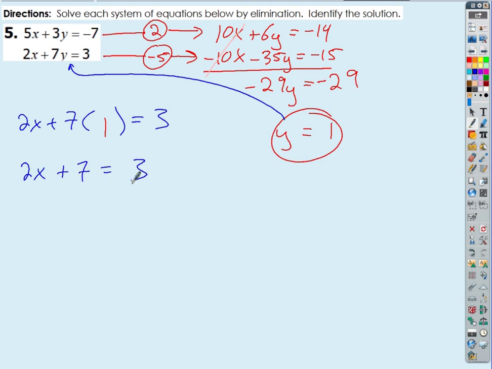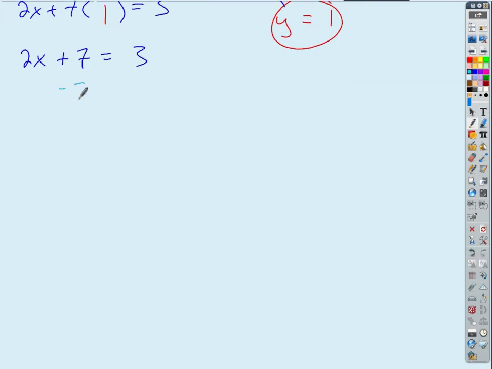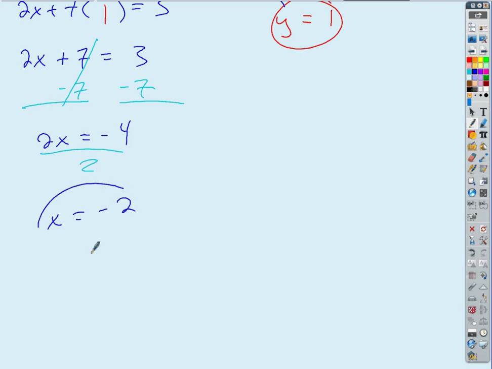What are the 2 steps in order to get the x by itself? Okay, good. So we're going to subtract 7 first. So the 7's cancel. That's good. And then we get 2x equals -4. There we go. And then you said what next? And so we get x equals -2. Okay, good. And then that means that we get the ordered pair -2, 1, right?